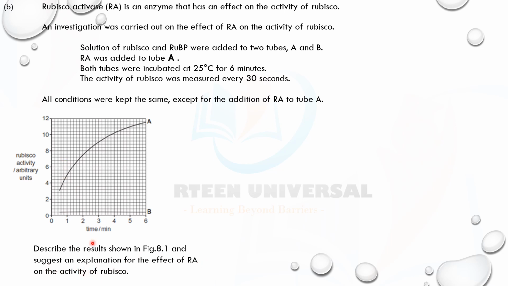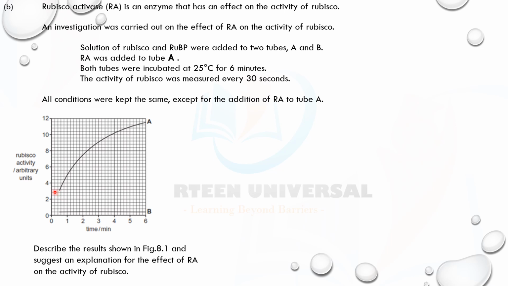So if you describe, there are two questions: describe and then explain. In description, you show the trend. You can see that the Rubisco activity in tube A increases over time, while that of B remains constant. So you can quote data here. It increases from, because from here to here is 1 divided by 5, that's 0.2. So this is about 0.5 minutes, right? It increases at 0.5 minutes.